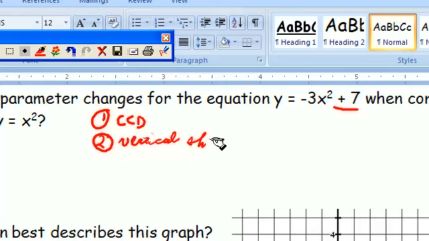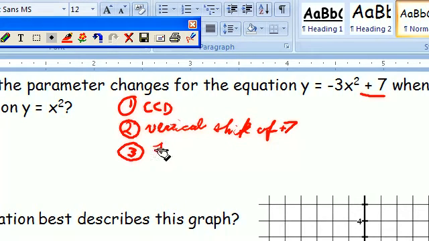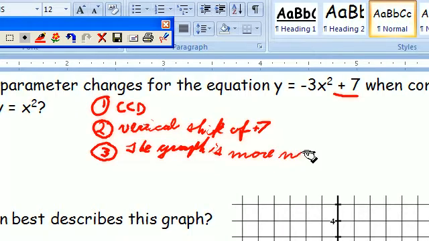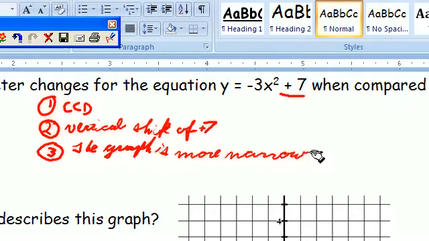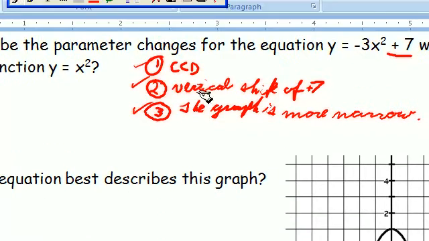Vertical shift of 7. I'll write positive 7 because a vertical shift could also be down. So vertical shift of positive 7. And finally, number 3, the graph is more narrow. Very good. So we talked about its concavity, we talked about its vertical shift, its y-intercept, and we also talked about its narrowness or its width.